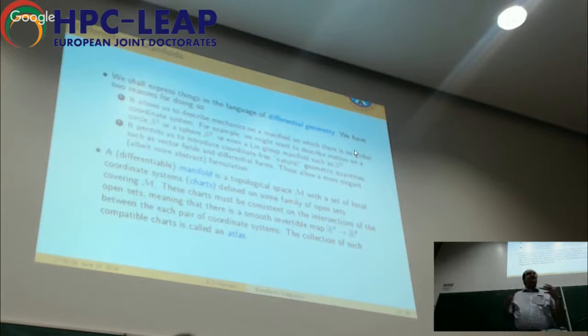Okay, so that's a differentiable manifold. It's this topological space together with a set of consistent charts, an atlas, which allows us to define smooth, differentiable quantities.